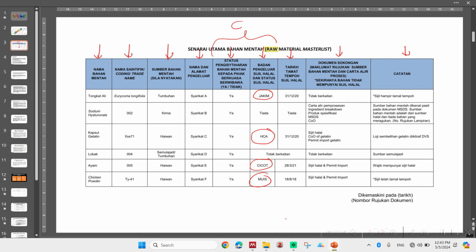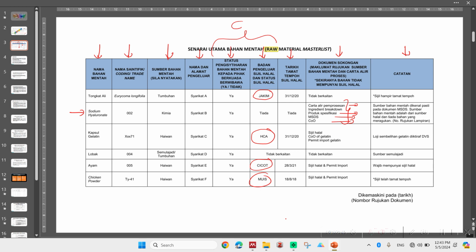But if the ingredient is not so critical, or we call it not critical, such as the sodium hyaluronate, they are not required to have a halal certificate. But you can see in this column there is a supporting document. So you can see there is a process flow diagram here, the product specification, material safety data sheet, certificate of origin, COO. So these are the indication that this ingredient is not so critical.